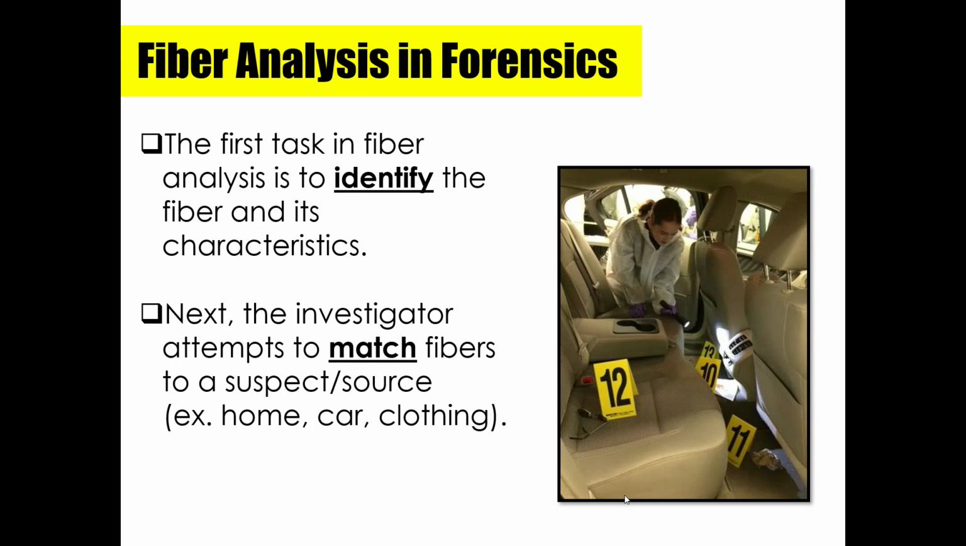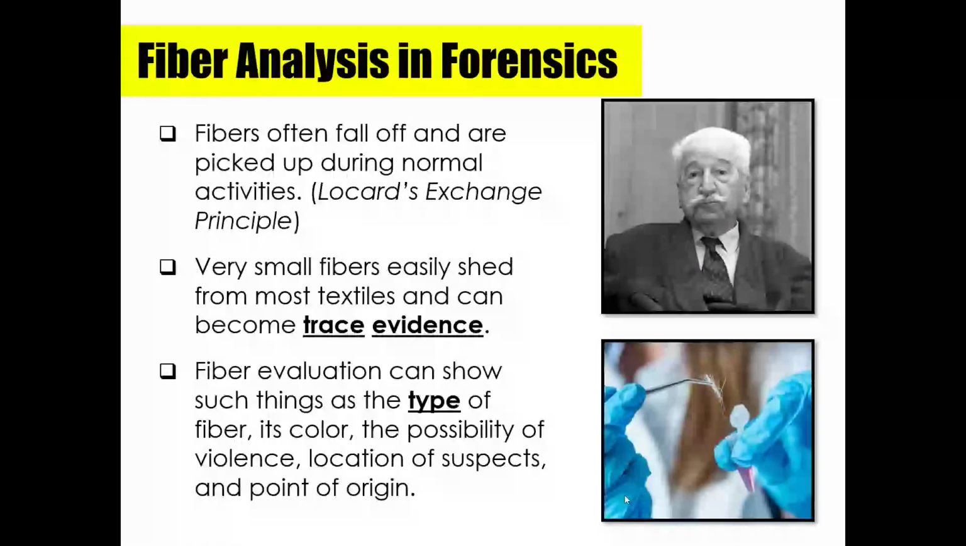Now, the first task in fiber analysis is to identify the fiber and its characteristics. So essentially, an investigator wants to determine what type of fiber they're working with in hopes that they can match it to a source or a point of origin. So next, the investigator is going to attempt to match that fiber to a suspect or source, either the suspect's home or car or clothing.